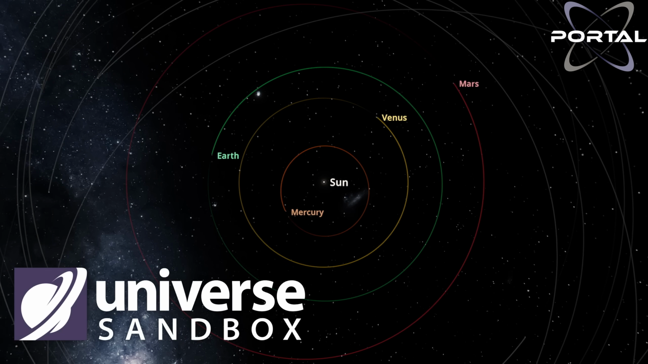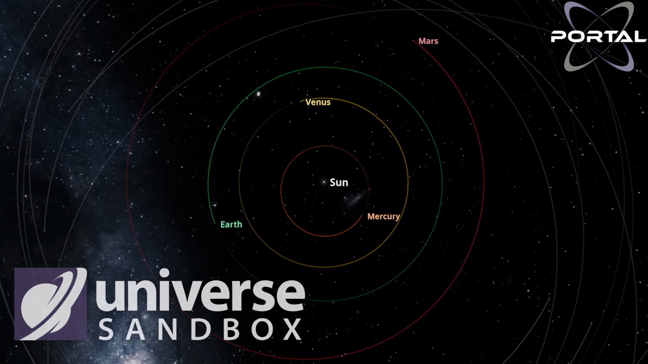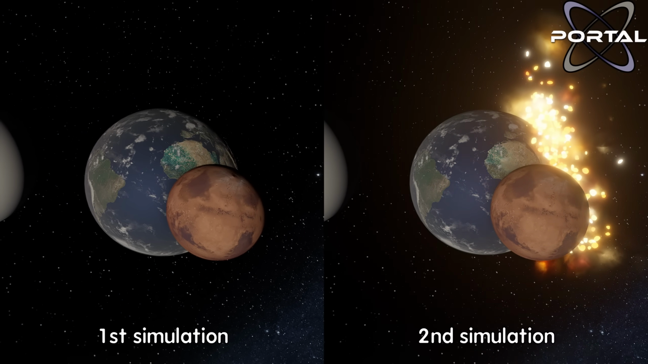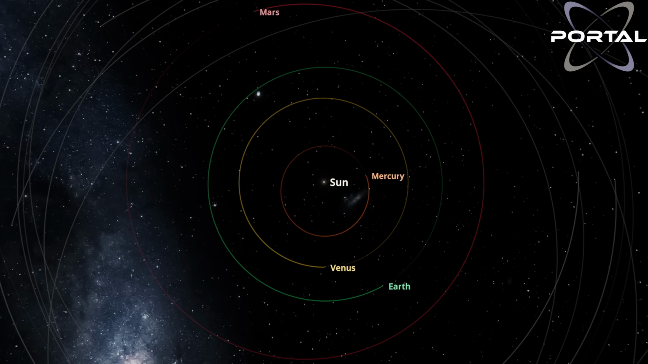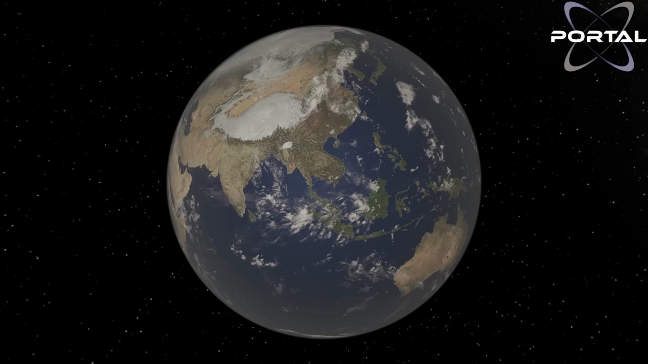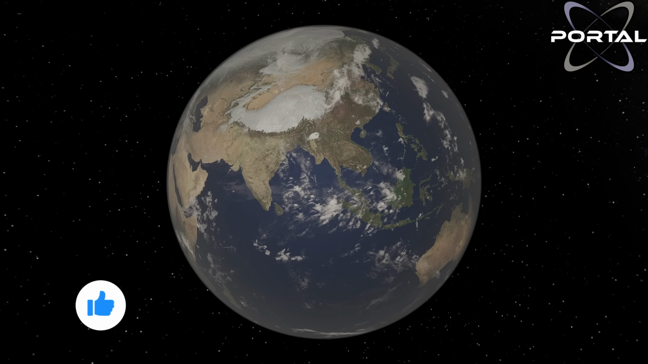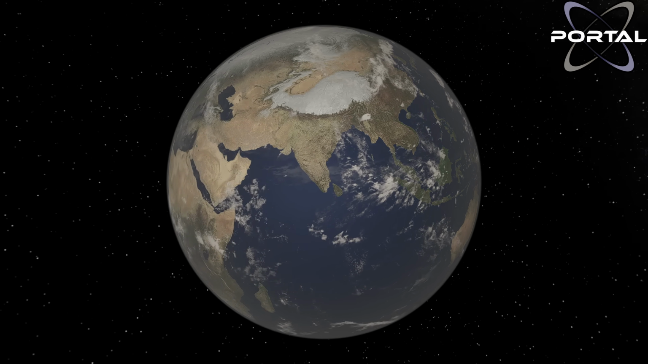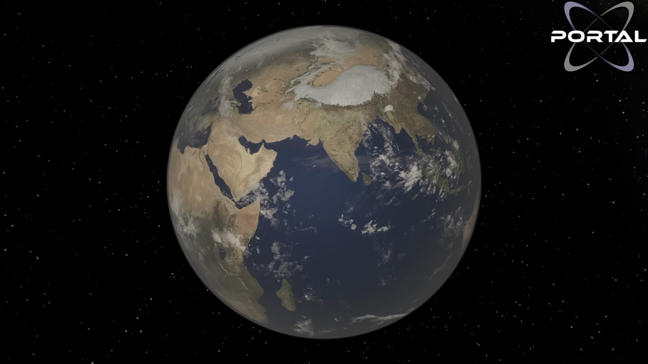In this video, in the Universe Sandbox simulator, I'll combine all the rocky planets of the solar system, Mercury, Venus, Earth, and Mars, into one superplanet. We'll run 2 different simulations and see what kind of planet forms in the end. Earth is the largest and most massive planet among the rocky planets, so it will absorb everything, roughly speaking, and the merger of all these planets will take place in Earth's orbit.